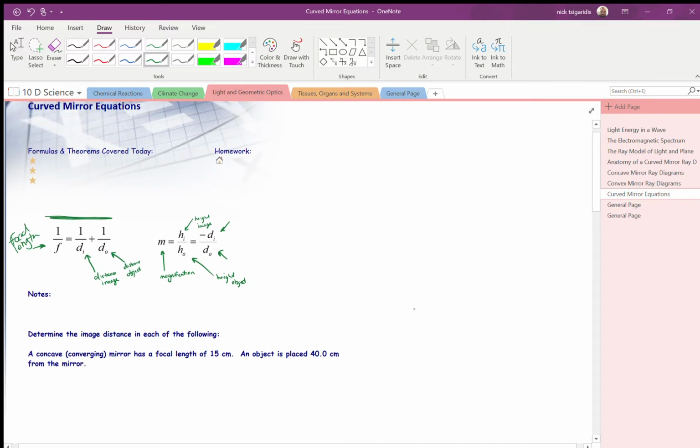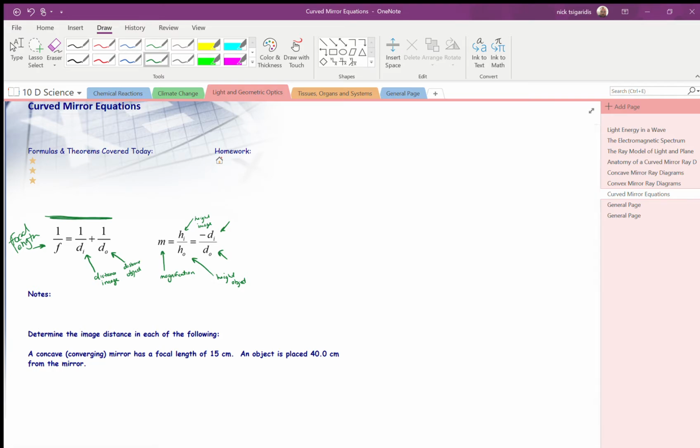Everything we've looked at so far with respect to curved mirrors has been qualitative. So we've been doing our ray diagrams. We've been looking at how to describe our images using LOST. Now we're going to move more to a quantitative state here.